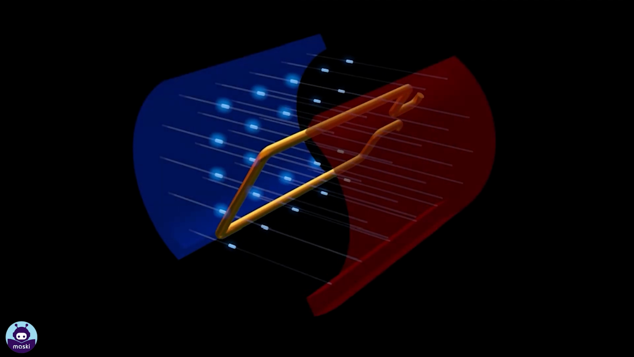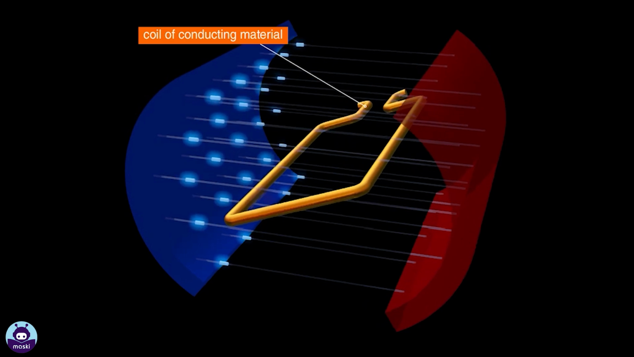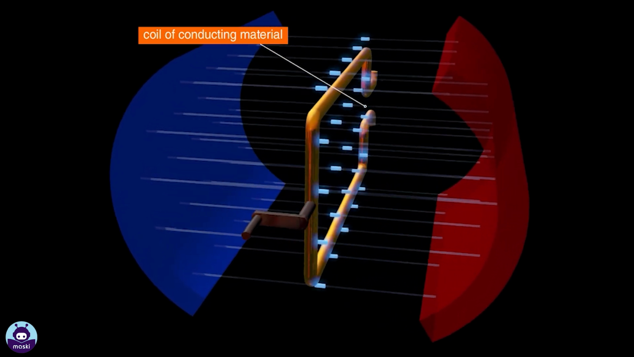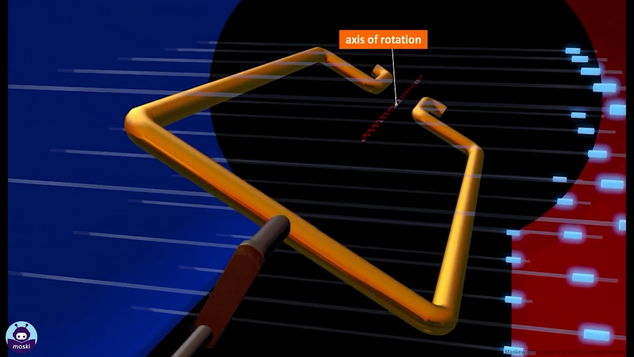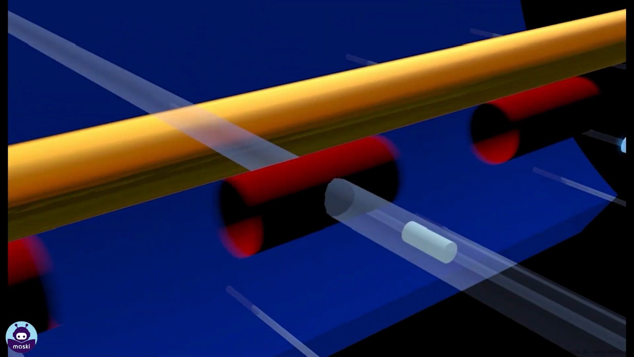Let us now understand the phenomenon of electromagnetic induction when a conducting coil is mechanically rotated in a magnetic field. The coil is free to move inside an external magnetic field. The axis of rotation of the coil is at right angles to the magnetic field. Initially, the plane of the coil is perpendicular to the magnetic field.